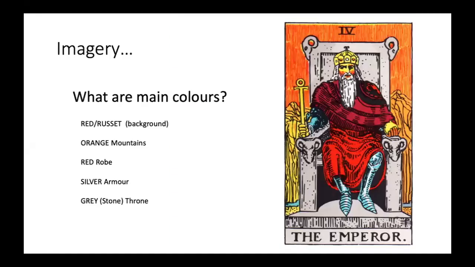What are the main colours? Well, red, russet background or an orangey background. There's orange or yellow mountains. He's wearing a red robe of authority, perhaps. Underneath the robe, however, is silver armour and he's sitting on a grey stone carved throne. Something interesting about that. It's a grey throne. It's carved in stone, so therefore there are some interesting connections or links you might want to make there.